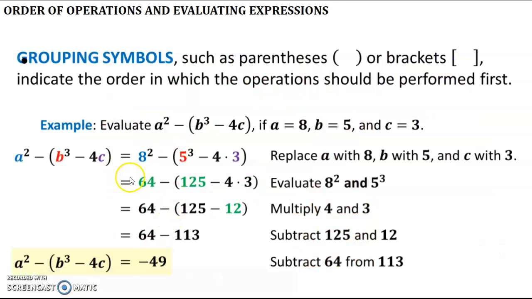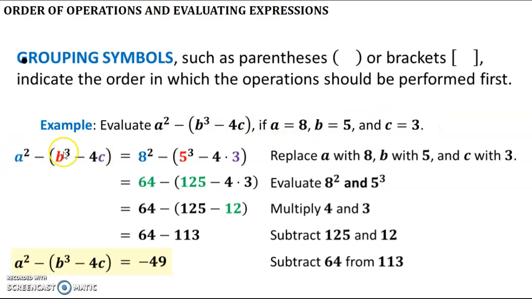So here is an example. This is with grouping symbols such as parentheses. You do these first. So the example is, I know this looks like a lot, but it really isn't. This is the expression: a squared minus parenthesis b cubed minus 4c. And over here you can see what number needs to be inserted for each variable. So a is 8, b is 5, and c is 3.